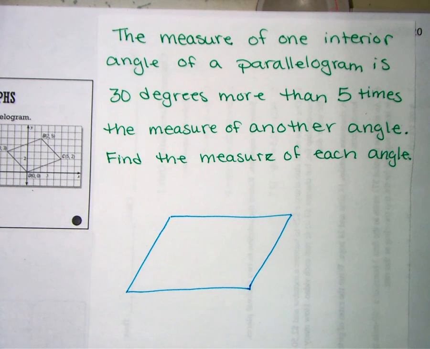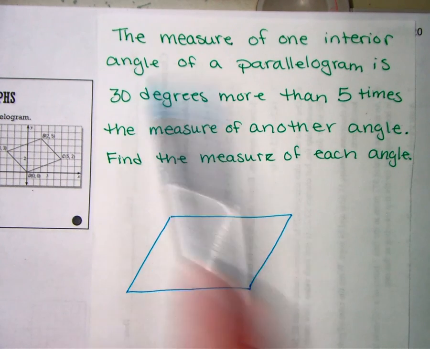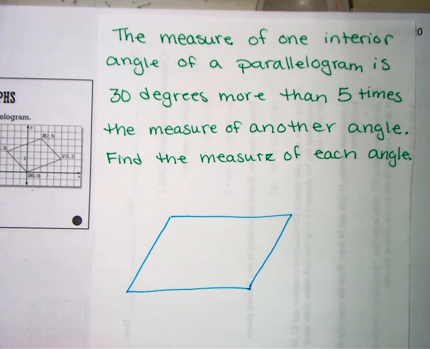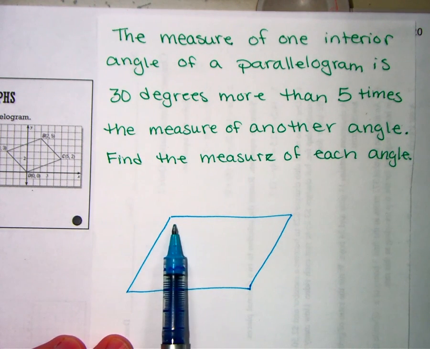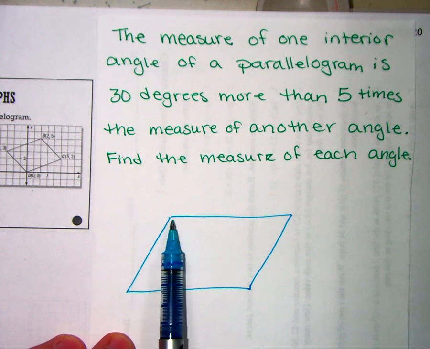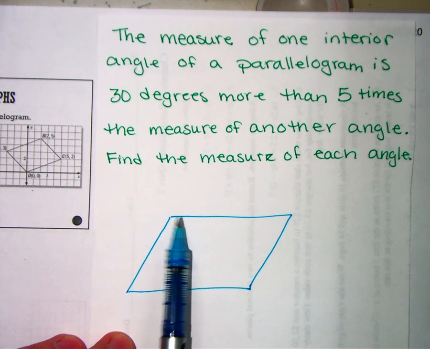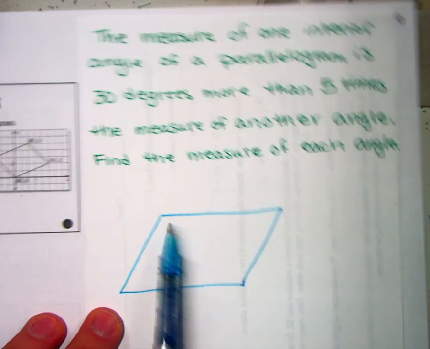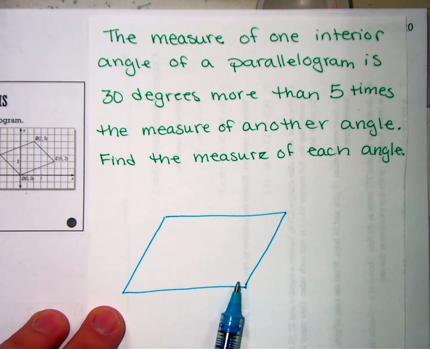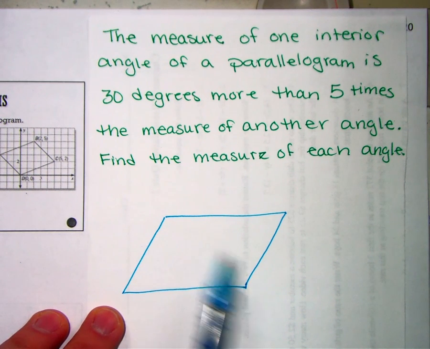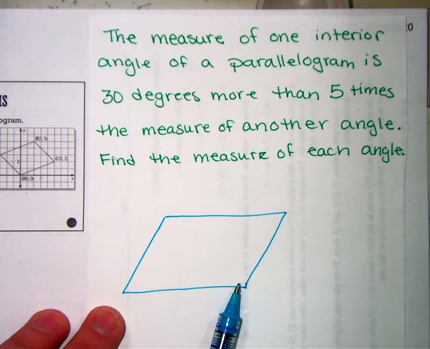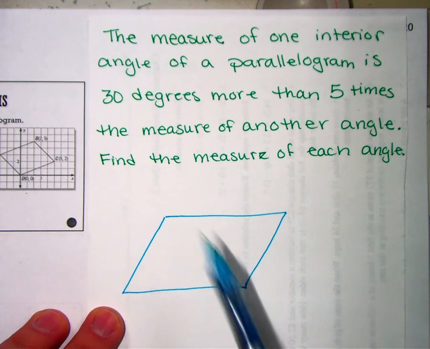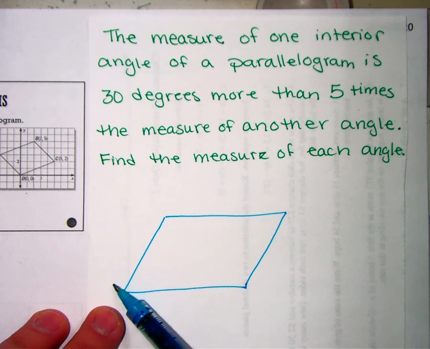Okay, so let's just be clear as to what we're talking about here. It says the measure of one interior angle. So pick one of the angles, the measure of one of them. Let's say we're talking about this one. The measure of this angle is 30 degrees more than 5 times the measure of another angle. Is it talking about this angle is the one and then this is the other one? Would this one be 5 times more than this one? No, they'd be equal, right? So we're not talking about the ones across from each other. We're talking about the two that are next to each other.